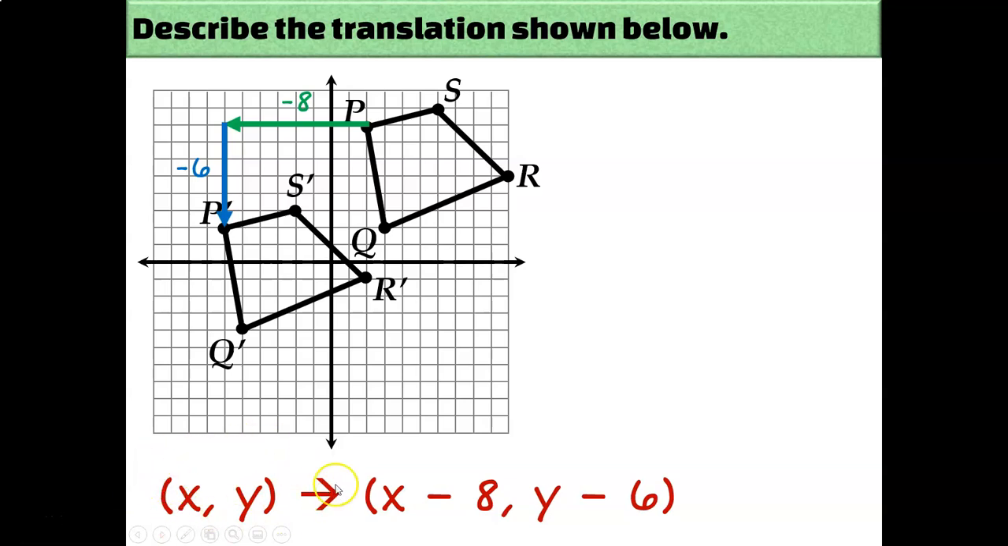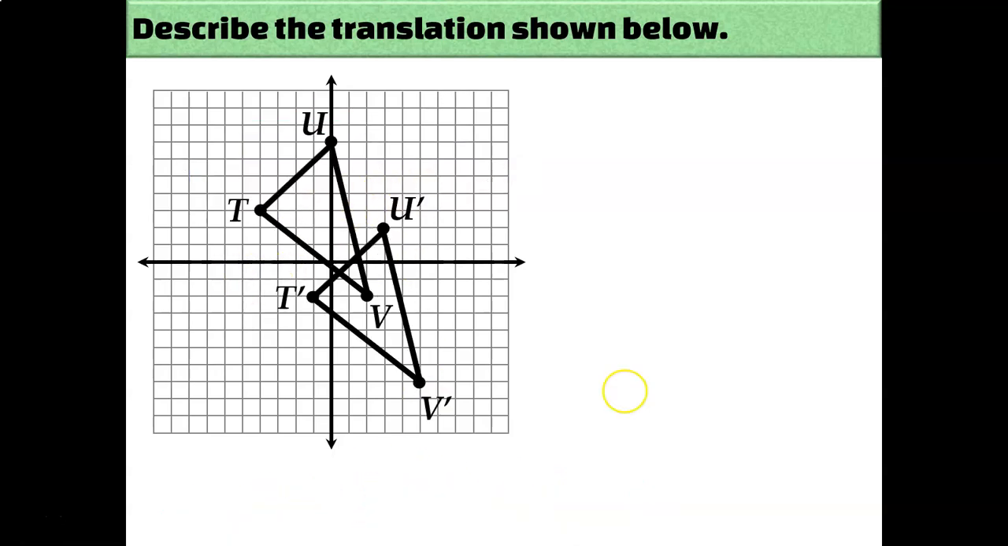That always is the same thing every time. And then you write whatever left movement you had, in this case minus 8, because I went to the left 8, and then whatever vertical movement you had, which in this case was down 6, so I'll write minus 6. This is the rule that would cause you to perform this translation. Alright, I want you to pause the video and try to describe this next translation on your own.